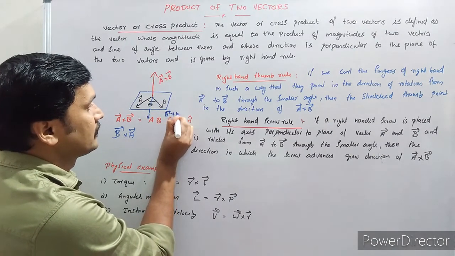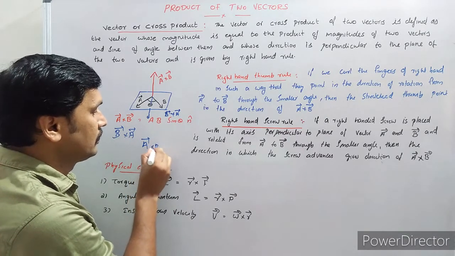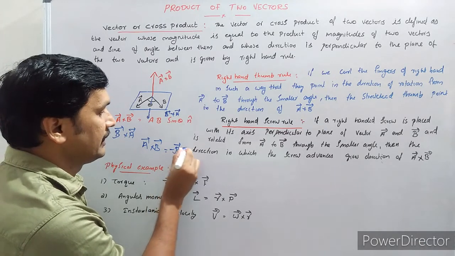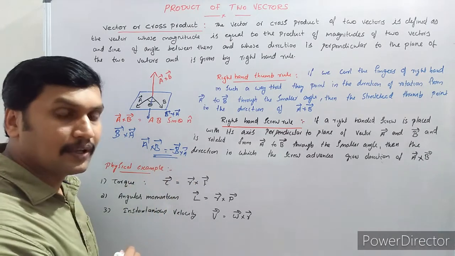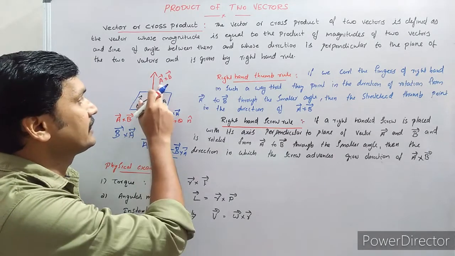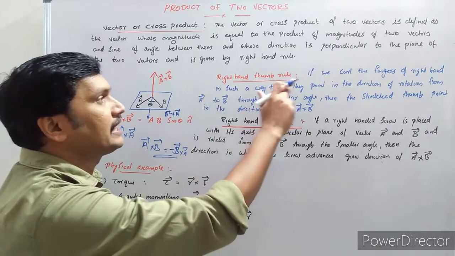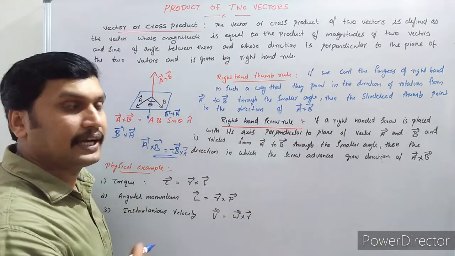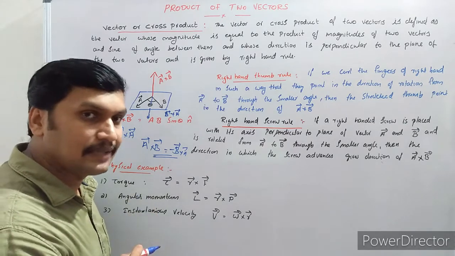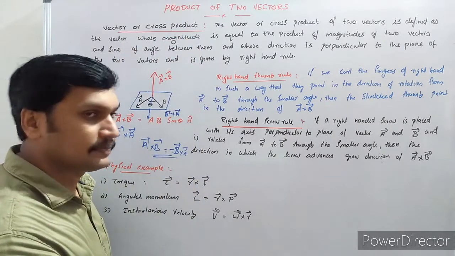So the direction of B cross A is just opposite to the direction of A cross B. So we can say that A cross B is not equal to B cross A, but it is minus of B cross A. A cross B is equal to minus B cross A, because this is the direction of B cross A and this is the direction of A cross B. So by using the right hand thumb rule, we can predict the direction of A cross B. A cross B is a vector quantity, that's why we call it a vector product or cross product.